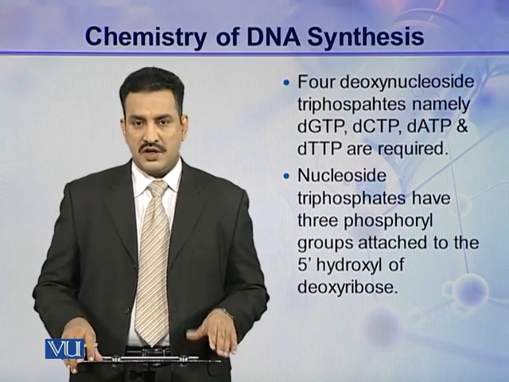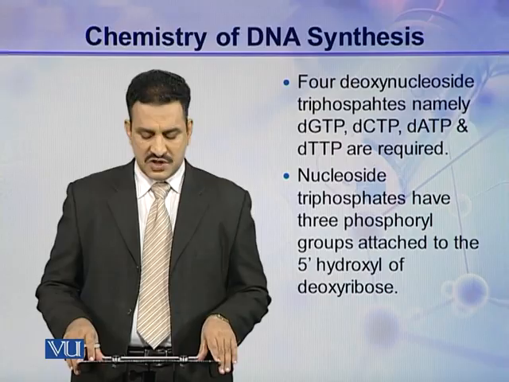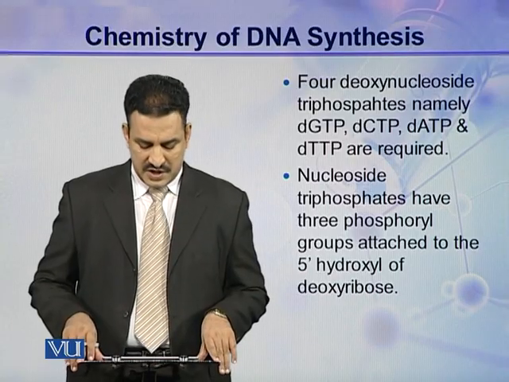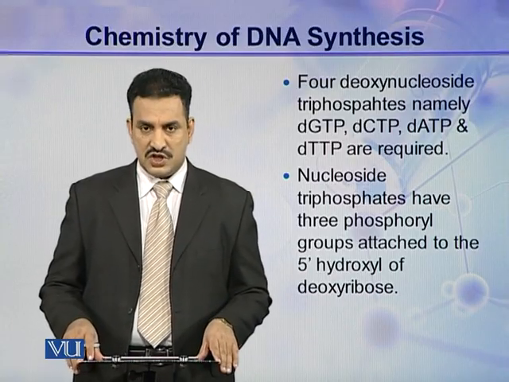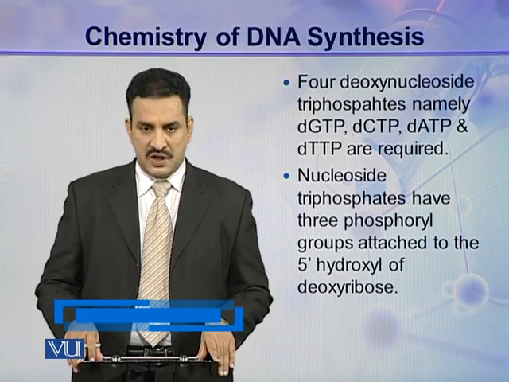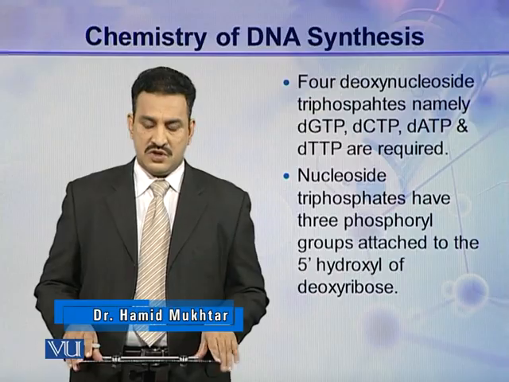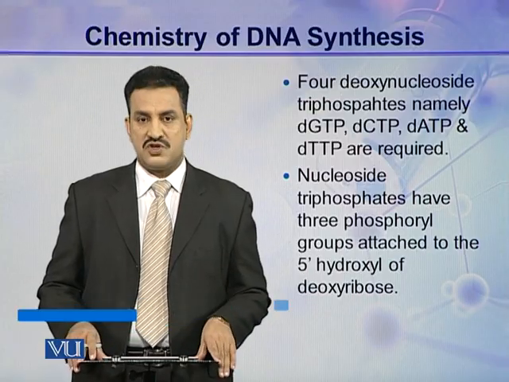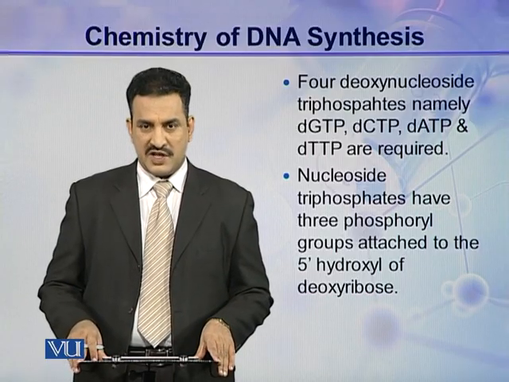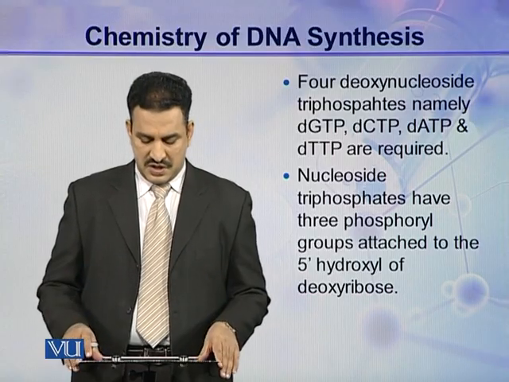So, in case of the first requirement, which is deoxynucleoside triphosphate, there are four types of deoxynucleoside triphosphates, and they are named as dGTP, dCTP, dATP, and dTTP. These four dNTPs are required. So dNTPs means deoxynucleoside triphosphates. I hope you are aware of these deoxynucleoside triphosphates. These are the nucleotides which are present.